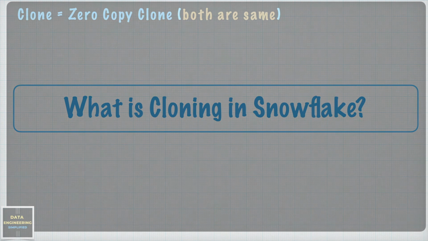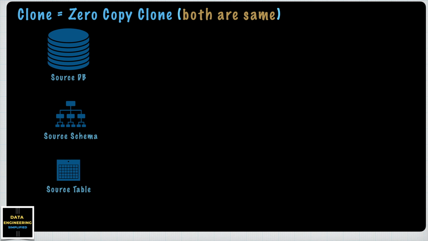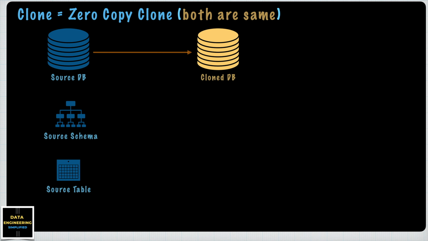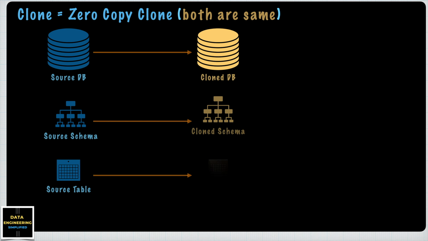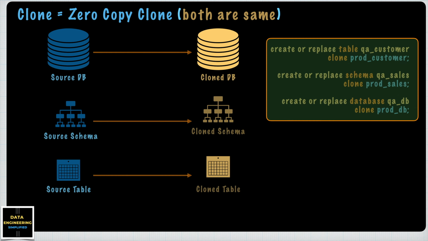Cloning, also referred to as zero copy clone, creates a copy of a database, schema, or table without having any physical copy from the source object, and that's why it is called zero copy clone. It is a point in time snapshot of data present in the source object, be it a database, schema, or table, taken when the clone is created and made available to the cloned object. The SQL syntax is very simple, and by using the clone keyword, you can create a cloned object.